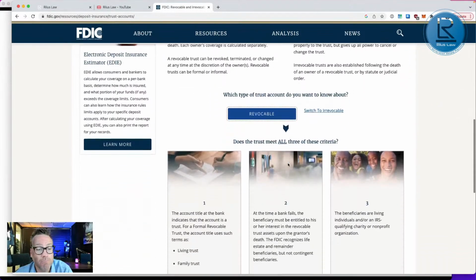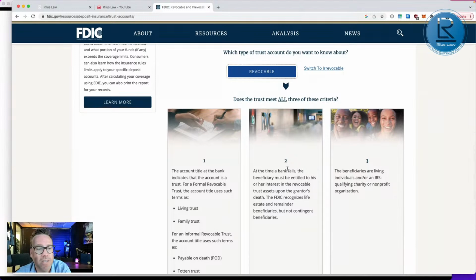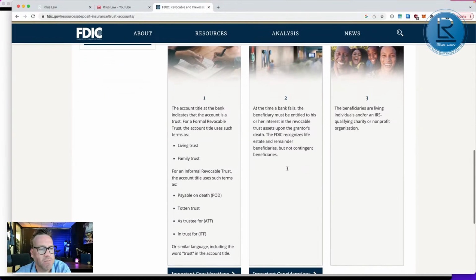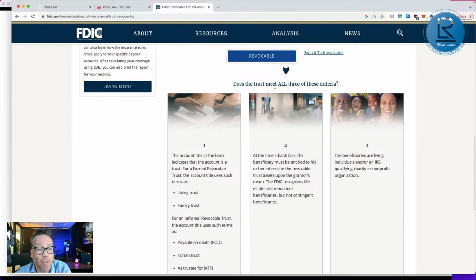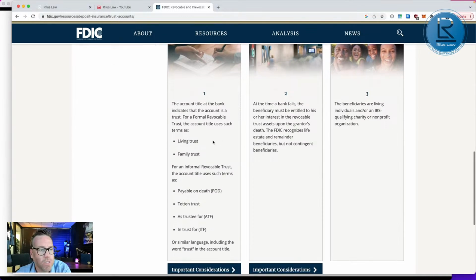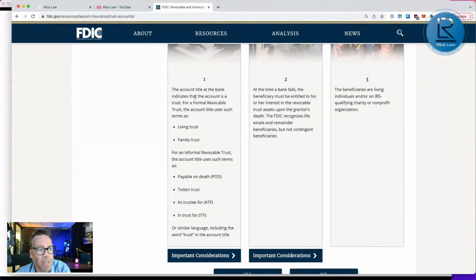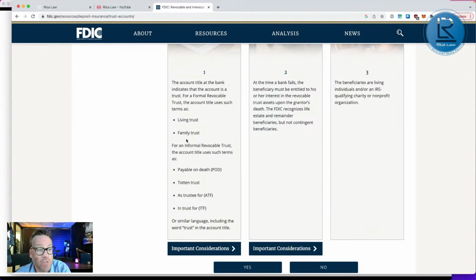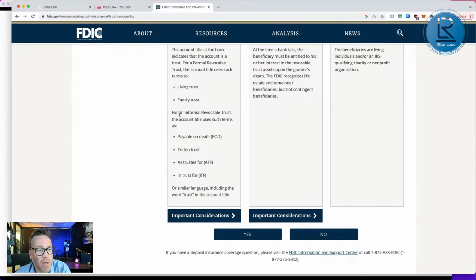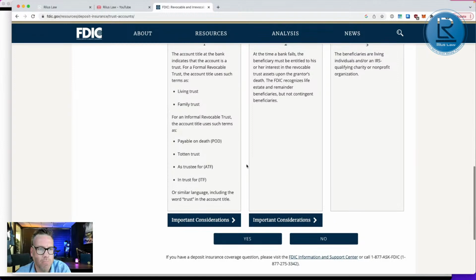So let's look at these revocable trust rules under the FDIC to see how much is protected. All right, so we've got 3 criteria we have to meet. The first thing is the account has to be titled in the name of the trust, with terms such as living trust, family trust. And then they also talk about an informal revocable trust. An informal revocable trust would be a payable on death account, in trust for, as trustee for, or other things. So if you're leaving a beneficiary, they're calling that an informal trust.